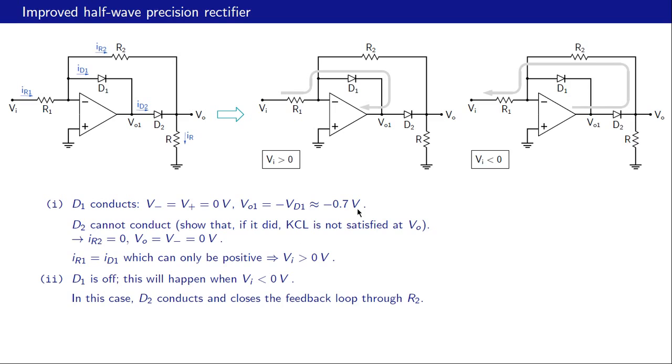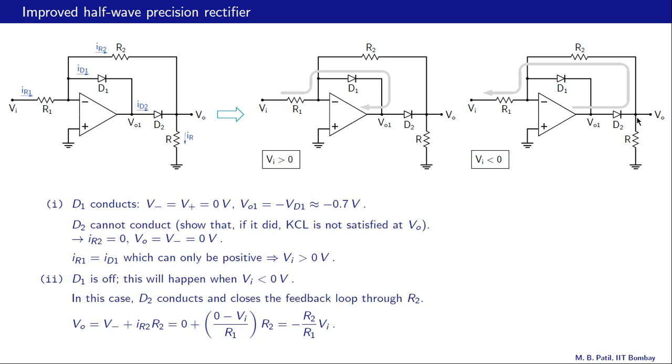In this case, the conduction path is like this. Diode D2 conducts, and that is how the current flows. The loop around the op-amp does close, and therefore the op-amp operates in the linear region. V minus and V plus are equal. V minus is therefore 0, and because the current is flowing in that direction, VI is negative. So this is a consistent picture. Let us now figure out what VO should be in this case.